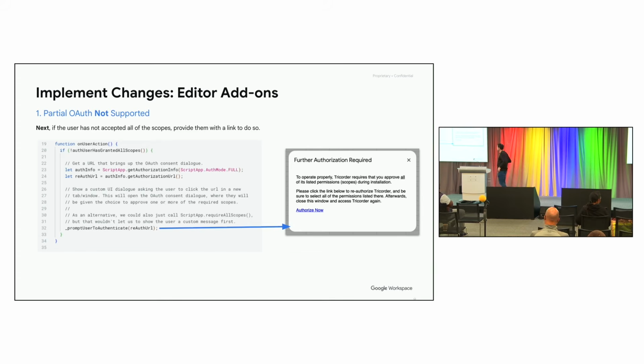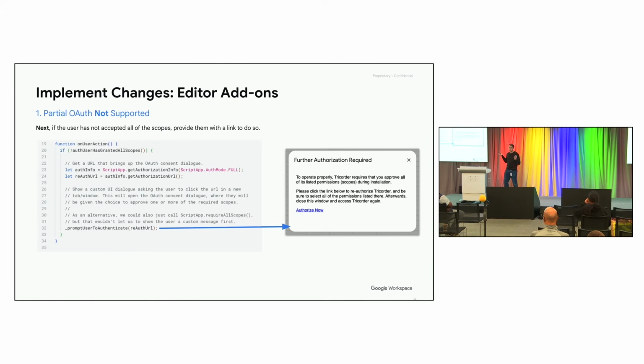To use this function, I'm going to say if the user has not granted all scopes, there's that function in the if statement that we just defined on the previous slide, then I'm going to go ahead and show a message to the user that says, hey, to operate properly, this app, Tricorder, requires that you approve all listed permissions during installation. Please click the link below to authorize it. And how do I do that? I call the auth info object, and I'm going to say get the authorization URL, from which, if the user clicks on this URL, they can be presented with a pop-up to authorize the scopes.